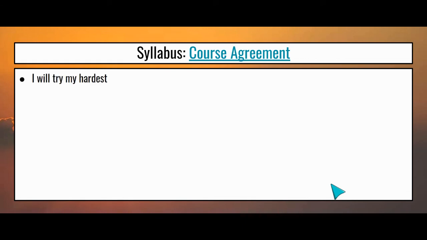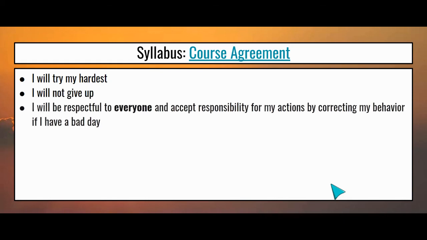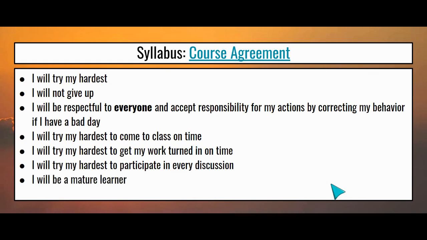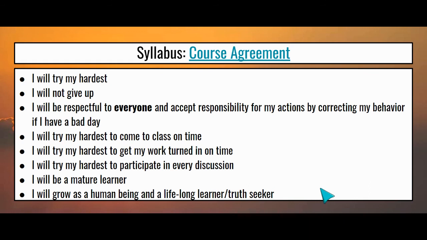Here's our course agreement. I need you to agree to the following: that you'll try your hardest, you will not give up, you'll be respectful to everyone, and accept responsibility for your actions by correcting your behavior if you have a bad day. You'll try your hardest to come to class on time, try your hardest to get your work done and turned in on time, and you'll try your hardest to participate in every discussion, and you'll be a mature learner, and you'll grow as a human being and a lifelong learner slash truth seeker.